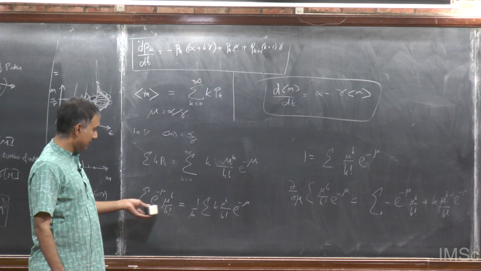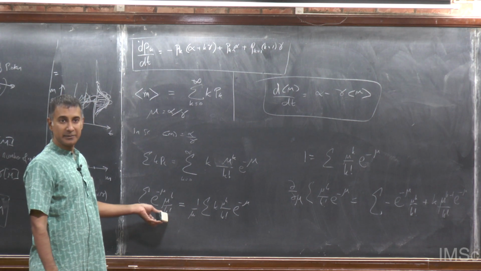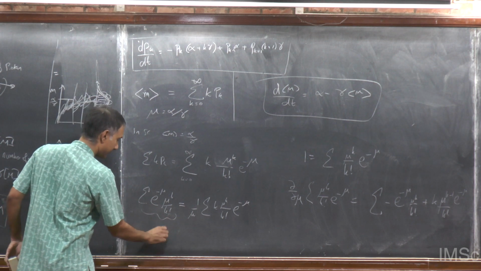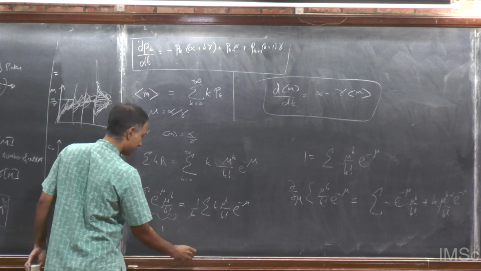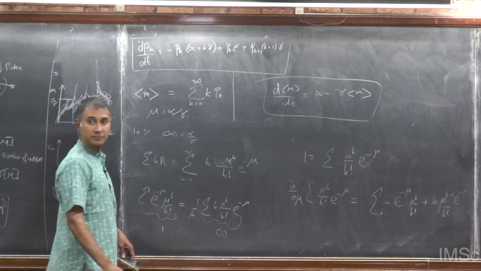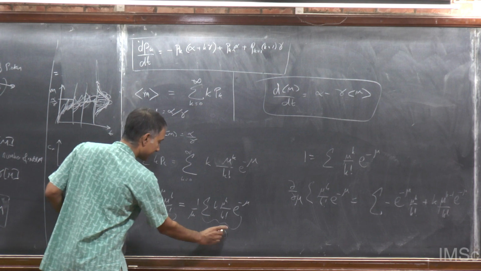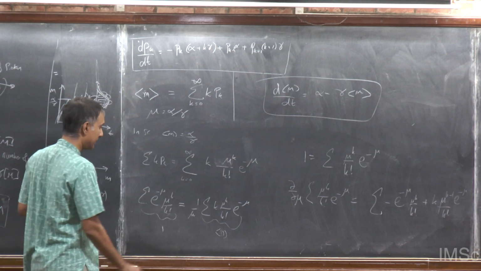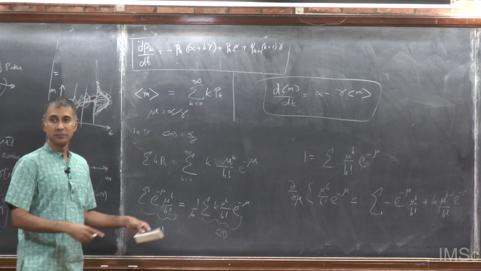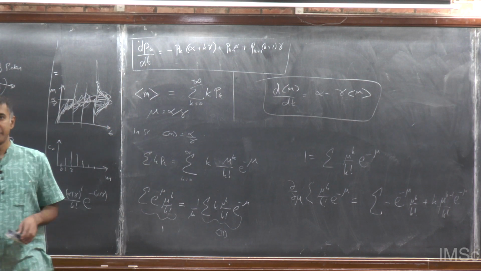What is this? That's just the sum of p of k. This is just 1. And this is that expectation value of m. So we do find that m is equal to mu. Mu goes up and the other side comes down.